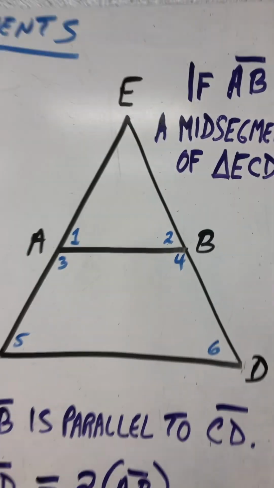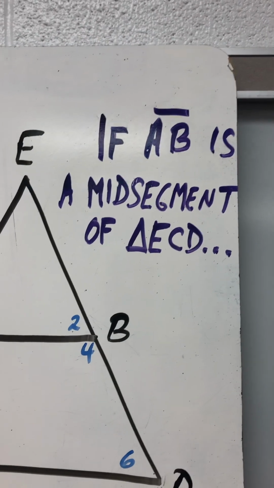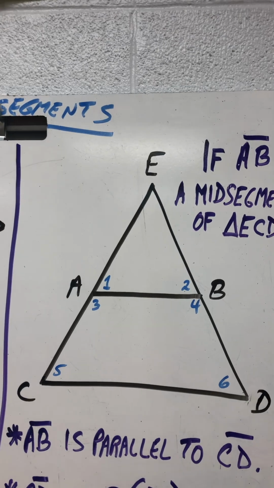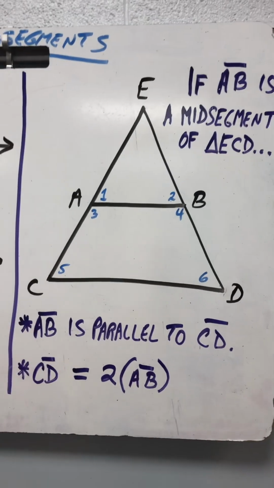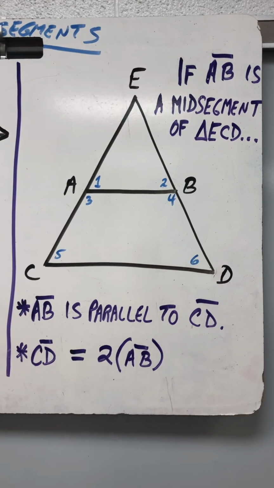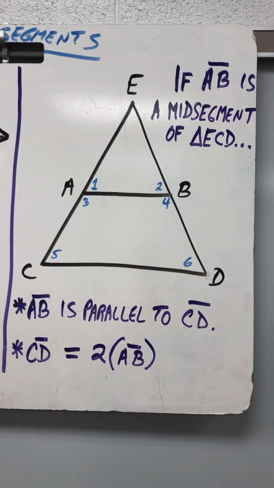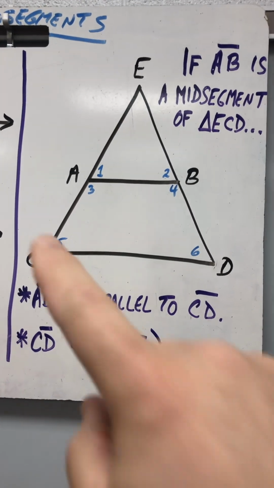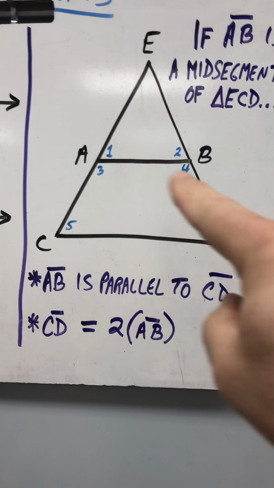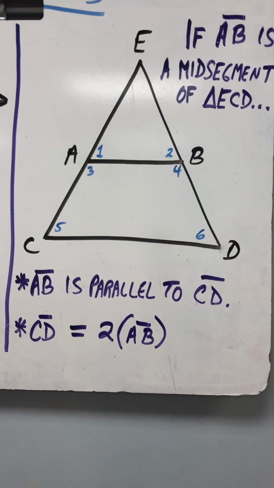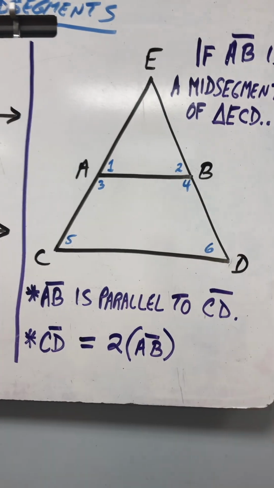All right. Over here, if AB is a midsegment of triangle ECD, then AB is parallel to CD. Midsegments are parallel to the base segments. CD is twice AB. 2 times AB equals CD, or half of CD equals AB.